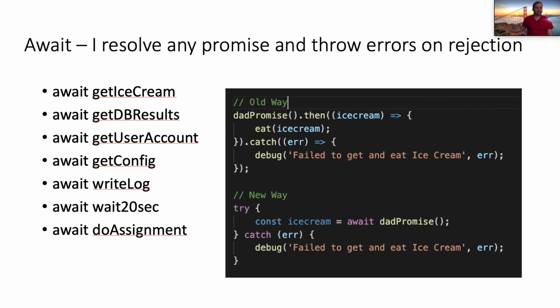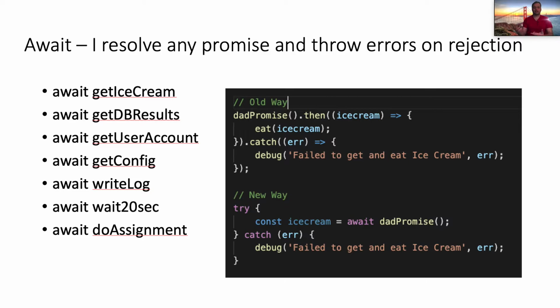So now let us talk about await. So we have async, which basically returns promises. And what do we do with those promises? Well, we wait for those promises to happen, and then we do something. So the old way was again to use a callback within a then function. So you would say dad's promise, and then we get the ice cream, we eat the ice cream.